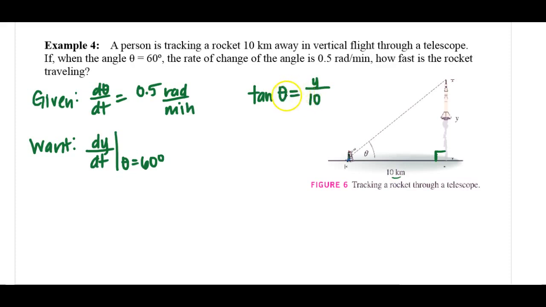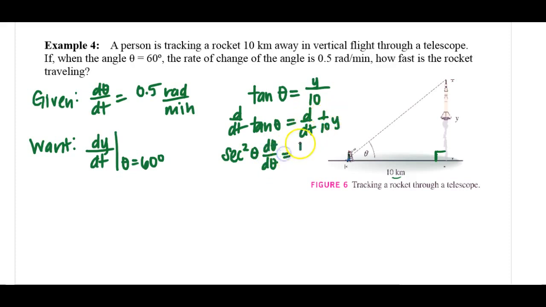Now theta is changing, y is changing. I could jump straight to taking the derivative with respect to time of both sides. So d/dt of tangent theta, and d/dt of y over 10, which I'm going to rewrite as 1/10 y. When I take the derivative of tan theta, the derivative is secant squared theta times d theta dt, and the derivative of 1/10 y is just 1/10 times dy dt.